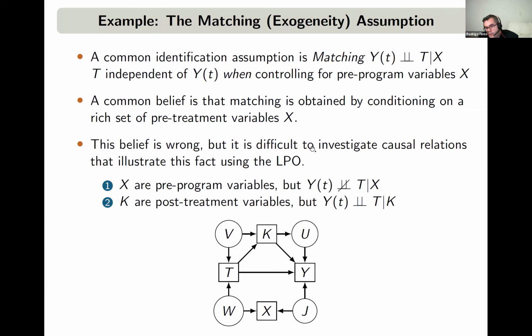For instance, when you switch to a model that explicitly shows the causal links between the variables, you can cook up a causal model such as this one here, in which X is a pre-treatment variable and K is a post-treatment variable. And in this model, it turns out that Y_T, the counterfactual outcome, is not independent of the treatment T conditional on the pre-treatment variable X, but it becomes statistically independent of T when you condition on a variable K that occurs after the treatment.